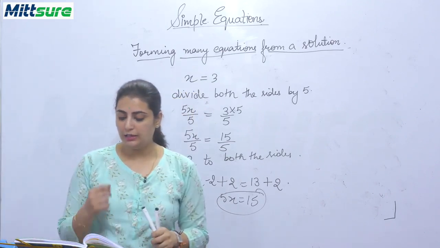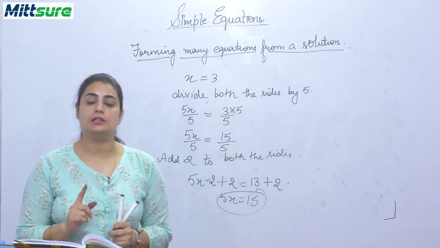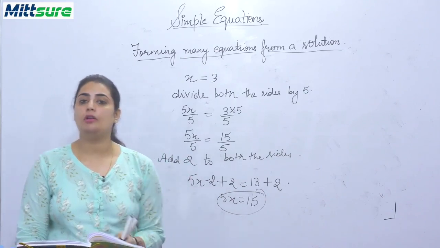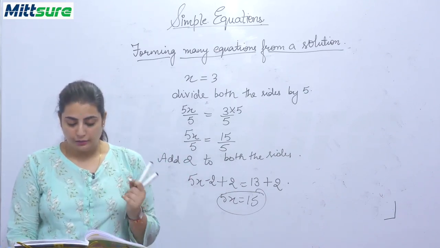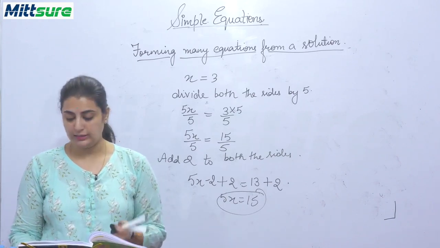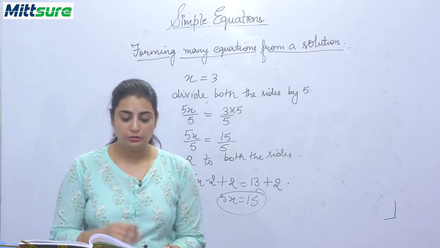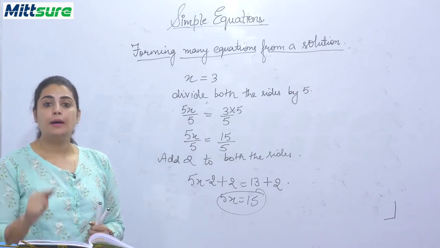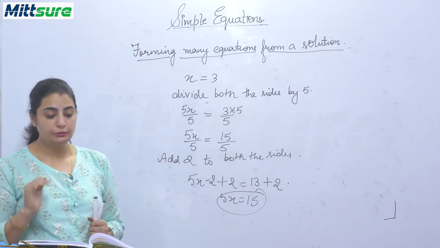Now you can make many equations from a solution, but you cannot get more than one solution for an equation. When we talk of a linear equation, we always have only one solution for the variable. To each of the above, you can add any of the numbers to both the sides, or you can subtract any of the numbers from both the sides. So you can get a variety of equations formed by one solution of the variable that you have.